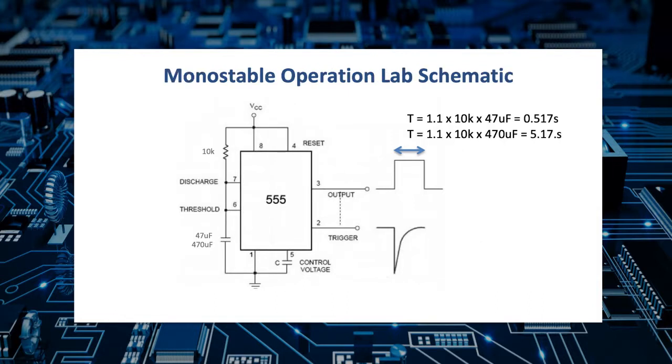Let's set this circuit up in the lab and see how it works. So we're going to try two different configurations. In both configurations, we're going to use a 10K resistor for R1. And then we're going to use both a 47 microfarad and a 470 microfarad capacitor. And you can see how the pulse width will vary. And we'll look at a couple of different examples.